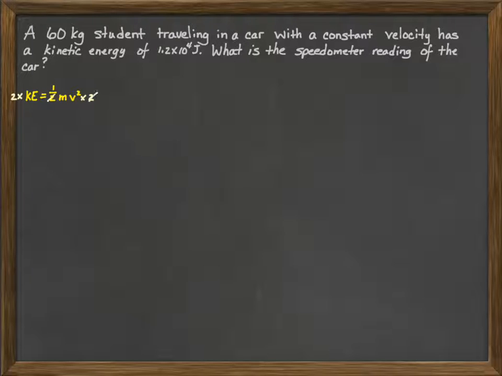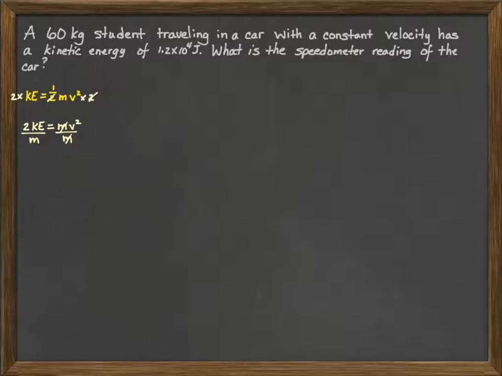So if I multiply both sides by 2, it cancels the 1/2 on one side of the equation here. And I'm left with 2 times the kinetic energy is equal to mv squared. Now I want to get rid of the m because what I want eventually is the v by itself. So I'm going to divide both sides by m.